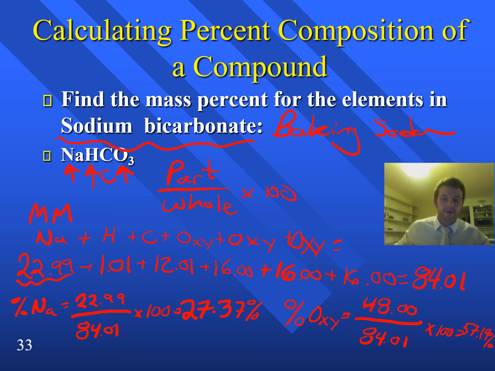And then this pattern continues the whole way through. Repeat, repeat, repeat. You would just need to do hydrogen and carbon next. I'm not going to do it because I'm running out of space, but it's the same exact thing.